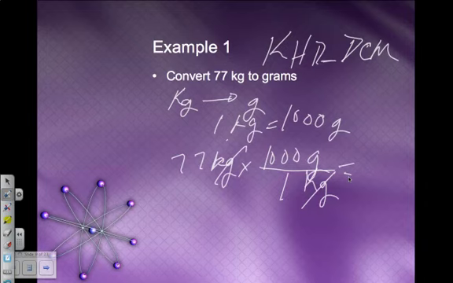All right, so now I need to do the math. So you should have your calculator out. You're going to multiply the numbers on top, divide the numbers on the bottom. So 77 times 1,000 divided by 1, which you don't need to do. It's 77,000.